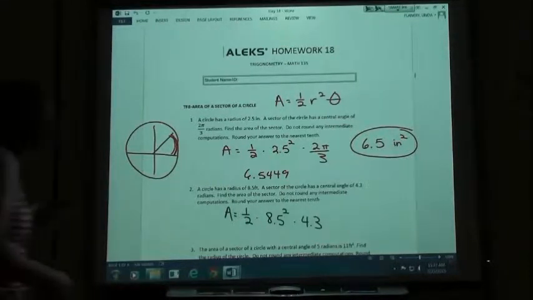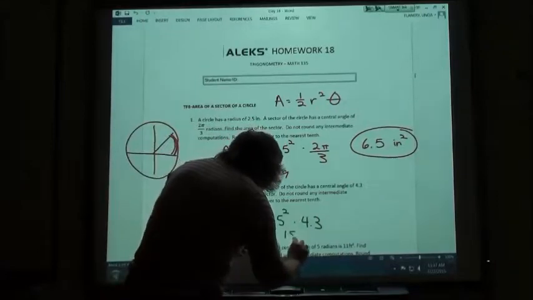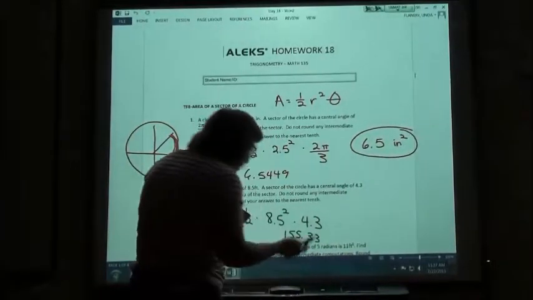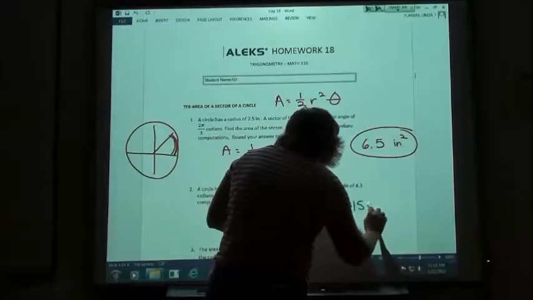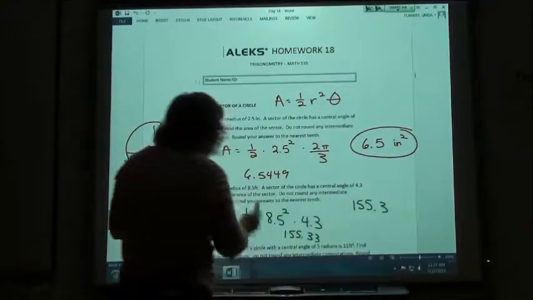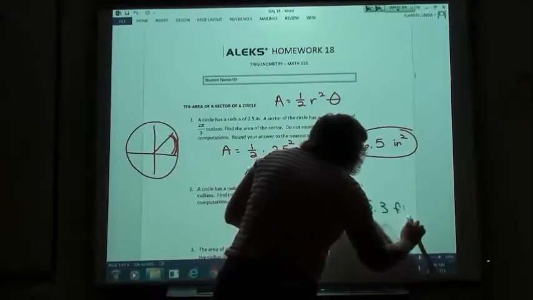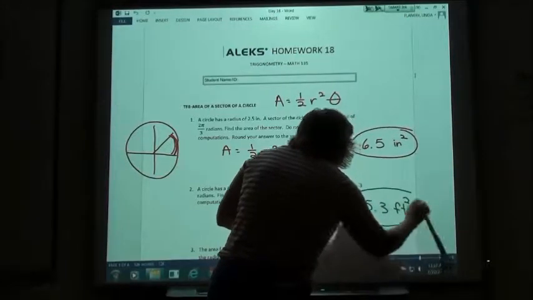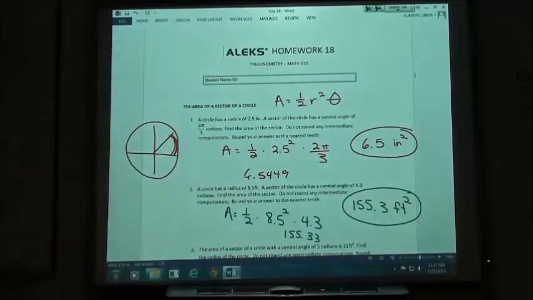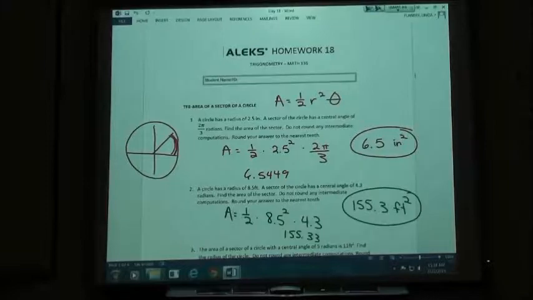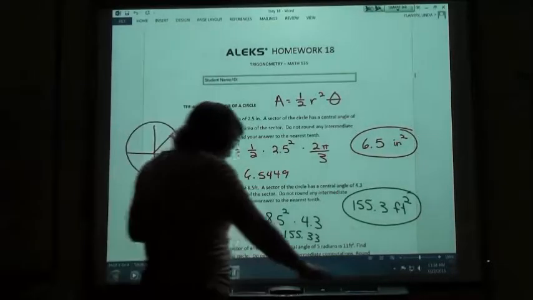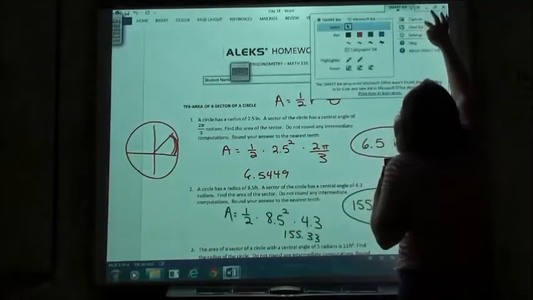I get 155.33. Rounding to the nearest tenth then, 155.3. I'm in feet, so my area would be feet squared. So 155.3 feet squared. And I've got to move the board up for number 3 here.